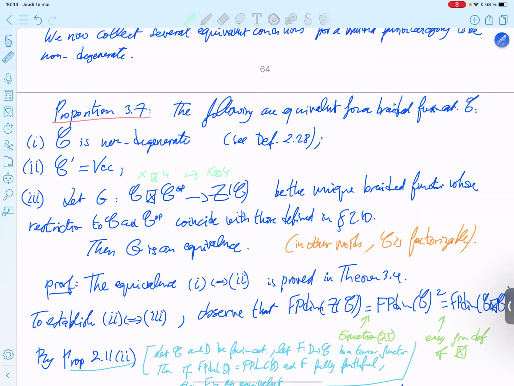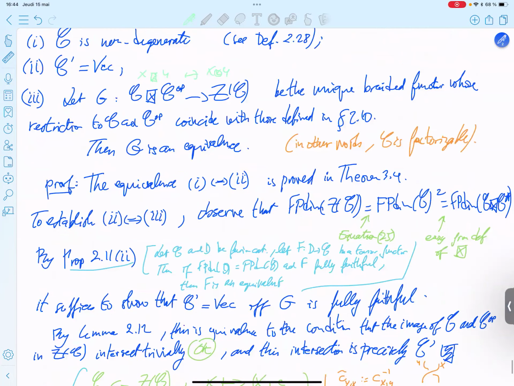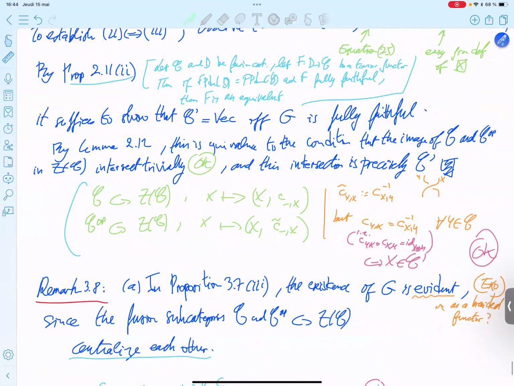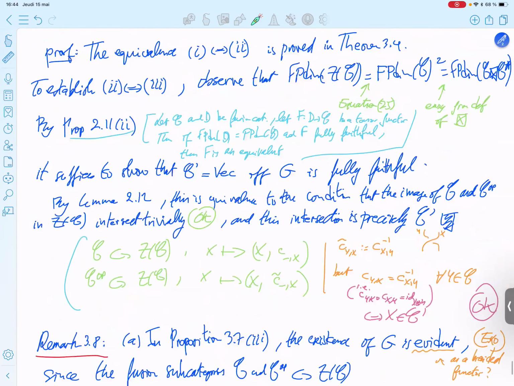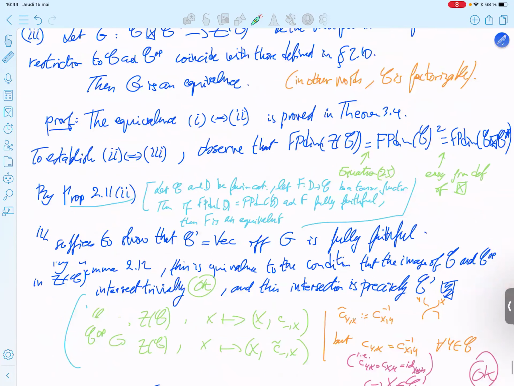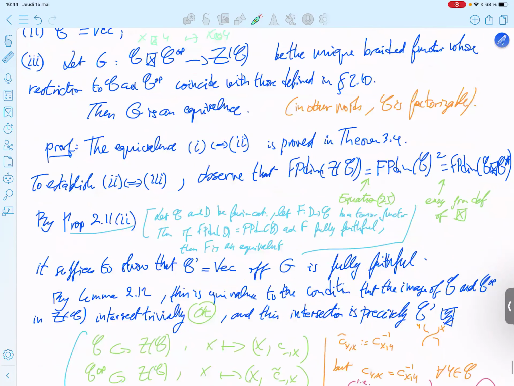What may not be okay, as I wrote, is that what should be proved is that this functor is a braided functor. I guess I am correct when I say that what should be proved as an exercise, but it should be straightforward, is that this functor defined like that is a braided functor. It's a unique braided functor.